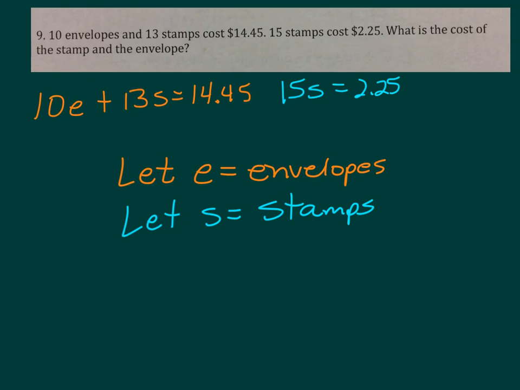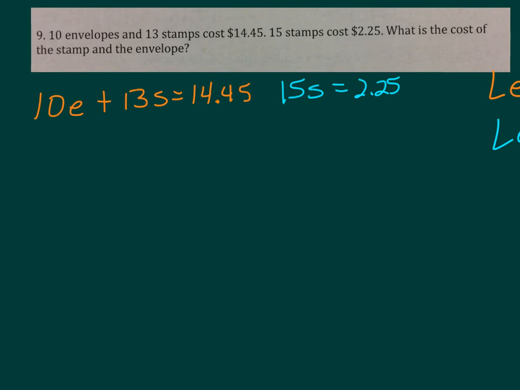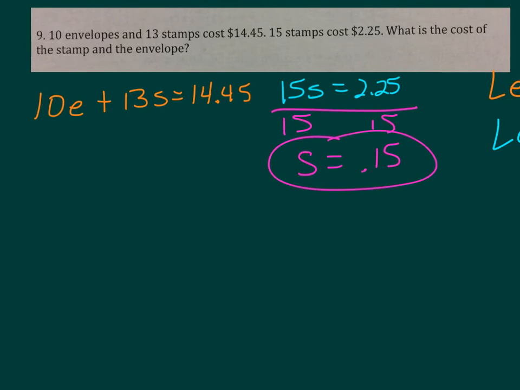On this particular problem, number 9, I'm going to let E equal envelopes and S equal stamps. Now this one's really easy. If you notice, 15S is equal to $2.25. So I'm going to divide both sides by 15, and I end up getting each stamp costs 15 cents. Well, now I've already got this variable, so let's plug it in right here. So 10 times each envelope plus 13 times 15 cents is going to equal $14.45.